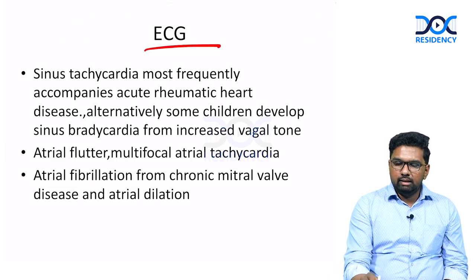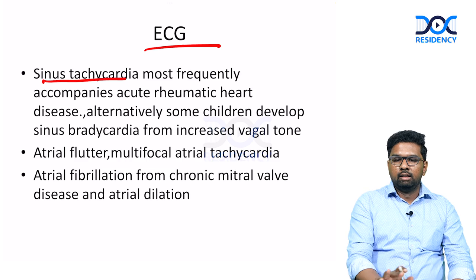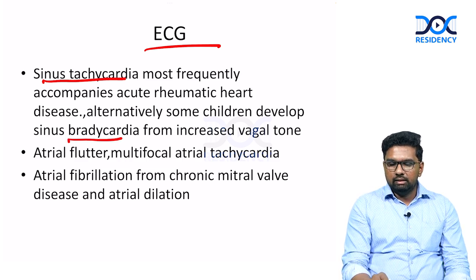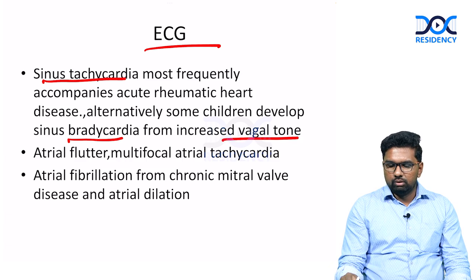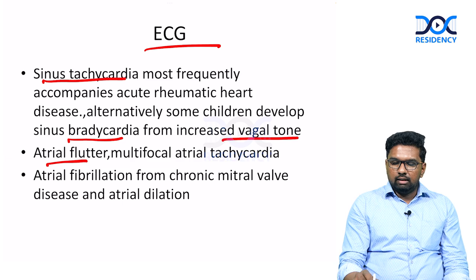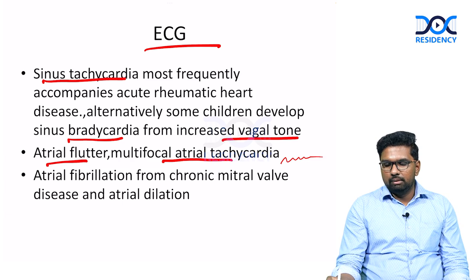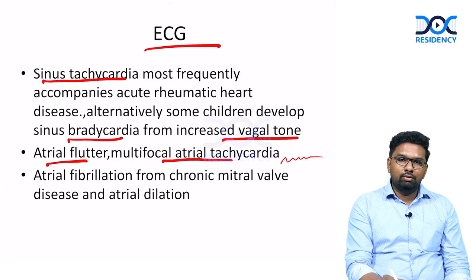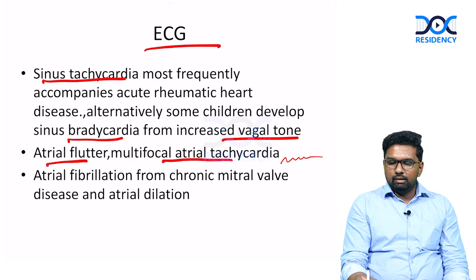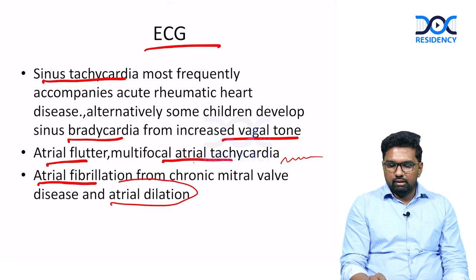So coming to the ECG in rheumatic heart disease, there will be a sinus tachycardia, which is the most frequently seen finding in these cases. In some cases, there may be a bradycardia because of the increased vagal tone, and sometimes the patient can go for arrhythmias like atrial flutter and multifocal atrial tachycardia, where there may be multiple P waves, a saw-shaped P wave in atrial flutter, and multiple P waves in atrial tachycardia. Atrial fibrillation can also occur. This results in the dilatation of the atrium.